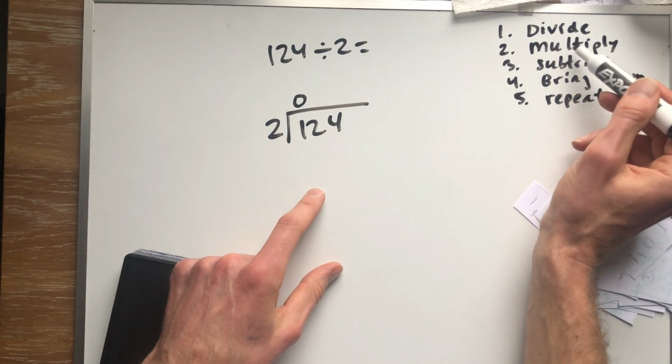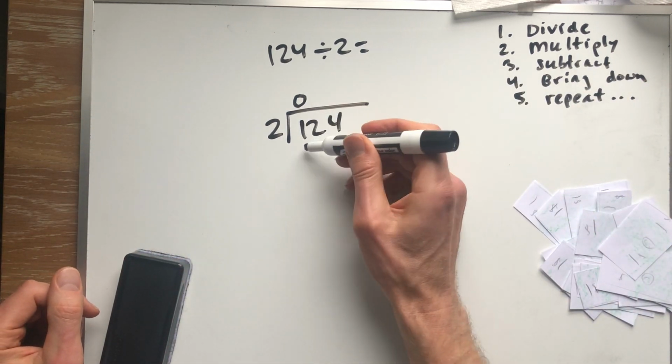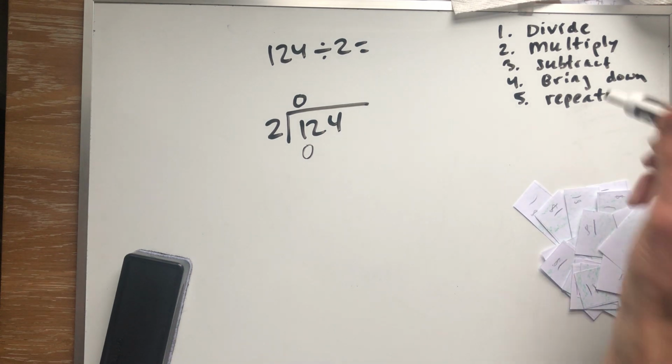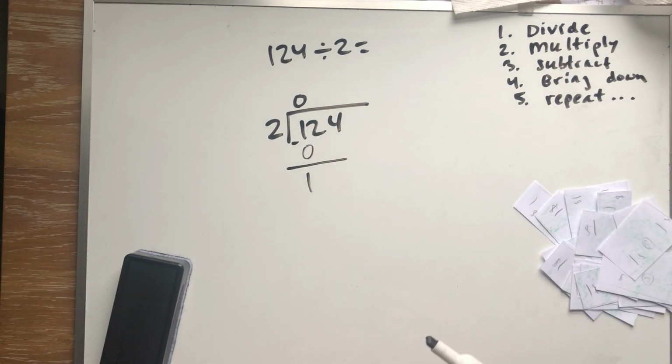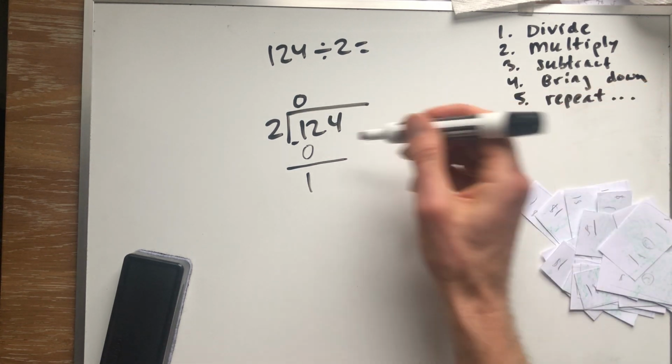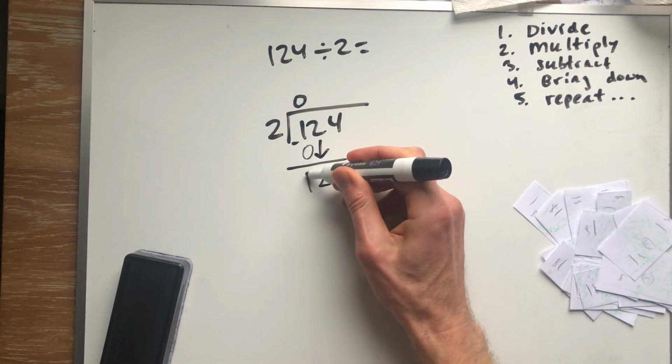So I divided and I multiplied to see how many I just gave out. 0 times 2 is 0. I gave out 0 of them. Subtract, see what's left over. Oh yeah, we still have that. Still have the 100. Didn't give it to anybody. Bring down, and now we're talking about tens. We just did hundreds, and we're going to talk about tens.